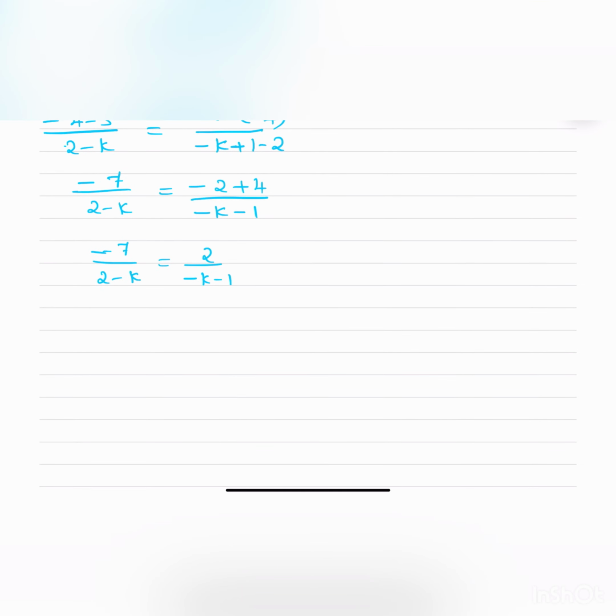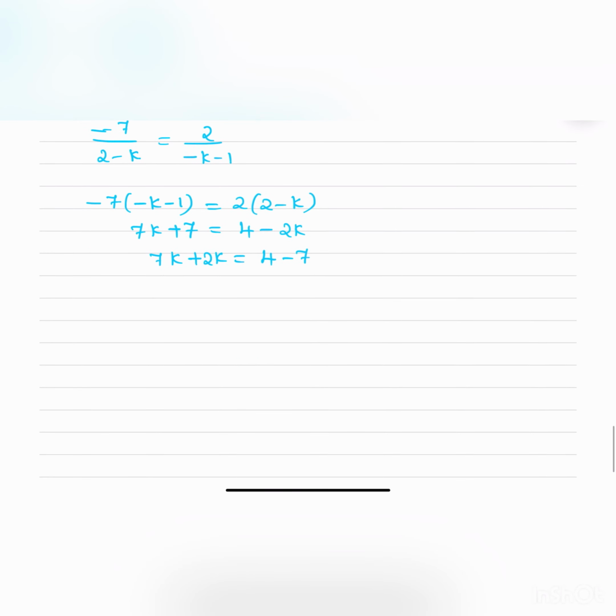Let us cross multiply this. We'll get -7 into (-k - 1) is equal to 2 into (2 - k). This will be plus 7k plus 7 is equal to 4 minus 2k. I'll transpose 2k to LHS, so 7k plus 2k, and 7 I'll transfer to RHS, so it will become 4 minus 7. 9k is equal to -3. Therefore, k is equal to -3/9, and that will be k is equal to -1/3. So the value of k is -1/3.